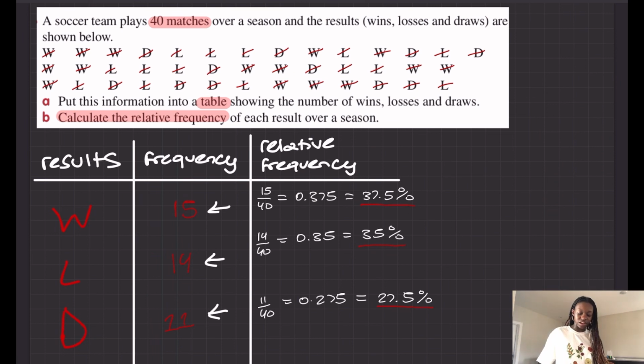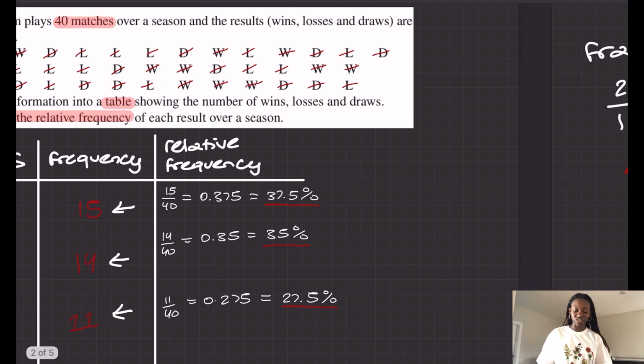So those are the three relative frequencies for this problem. Wins 15 over 40 or 37.5%, losses 14 over 40 or 35%, and draws 11 over 40 or 27.5%. So those relative frequencies can be represented, as you can see, as fractions, decimals, and percentages, like we have right here. And yeah, they asked us to put it in the table. We did A, and they asked us to calculate the relative frequency. We got B. So that's all for this question.